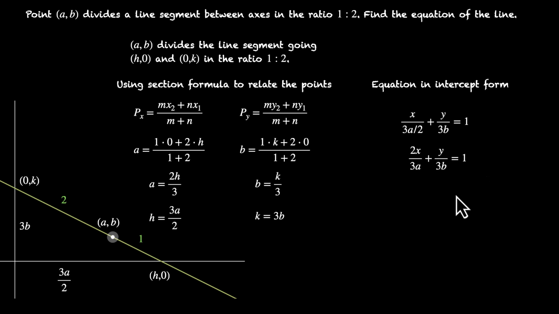Now taking the LCM, we have 3ab in the denominator, and in the numerator we have 2x into b, which means 2bx, plus y into a, so this becomes ay. Now moving 3ab to the other side, we have 2bx plus ay equals 3ab. This is the equation of the line where point (a, b) divides the line segment between the axes in the ratio 1:2.